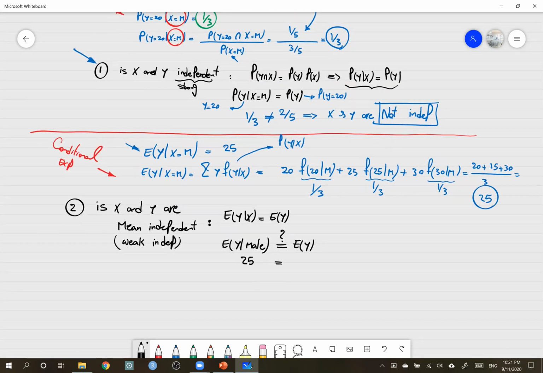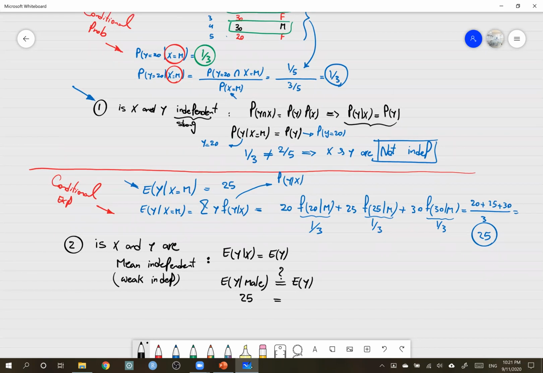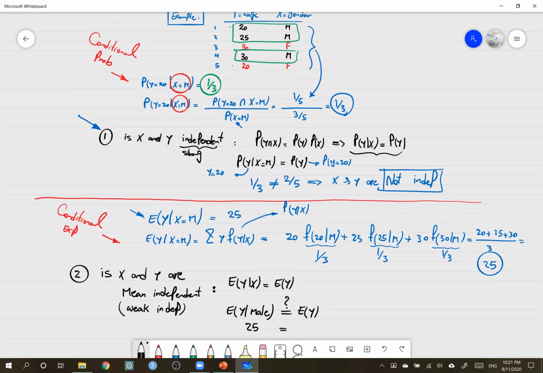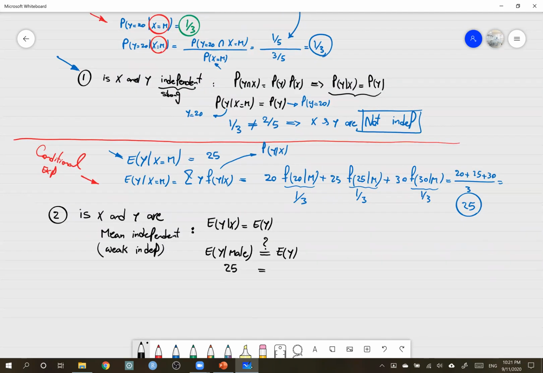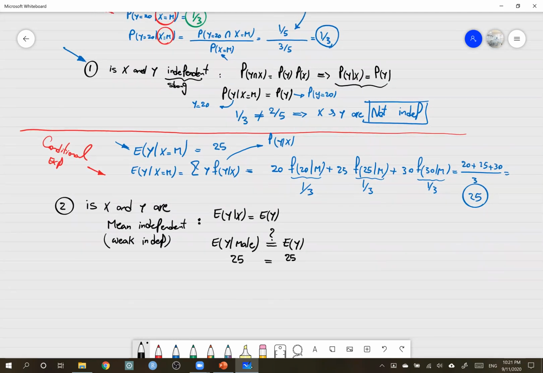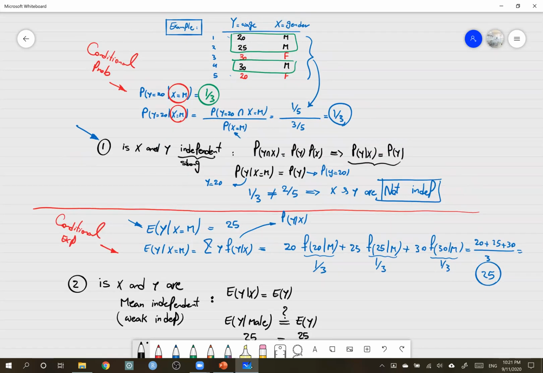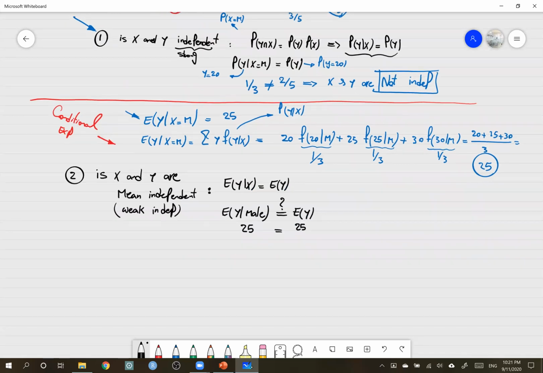Is it equal to the expected value of wage without any conditioning? When I say without any conditioning, it means look at all the 5 observations, both male and female. So what is the average wage? I have 20, 25, 30, 30, and 20. If you do the math, it's symmetric. I have a couple of 20s, a 25 and a couple of 30s, so the answer is 25. You can stop the video and do the math: 20 plus 25 plus 30 plus 30 plus 20 divided by 5, you'll see that the answer is 25. Good news.